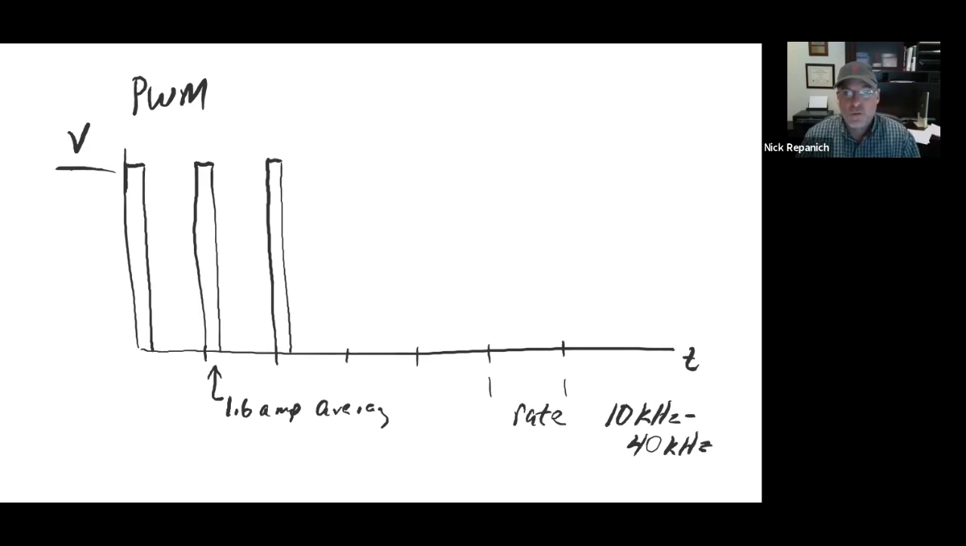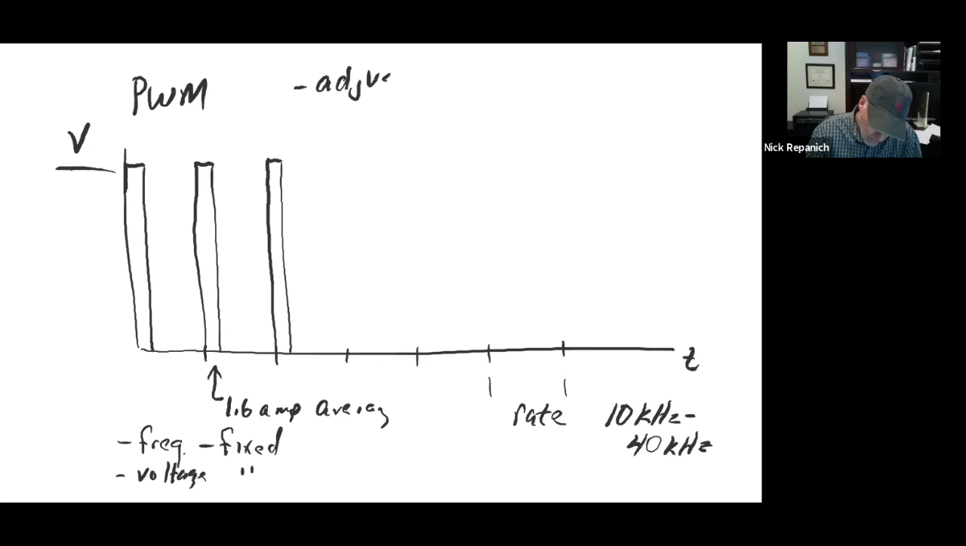If you wanted to put 3.6 amps through that motor, then you bump up your pulse width modulation frequency, or actually, I'm sorry, be careful here. The frequency is fixed. The voltage is fixed. You adjust what?